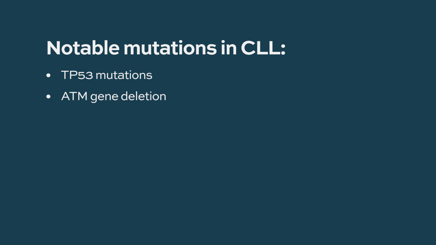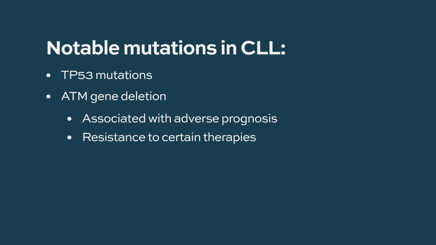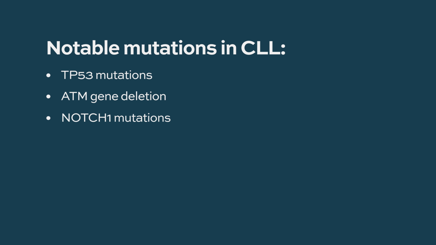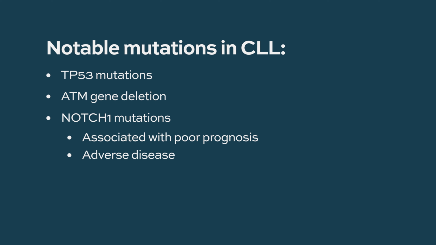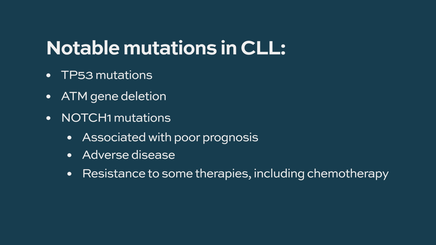ATM gene deletion is another gene mutation that is noted in CLL, and that's been associated with adverse prognosis as well as resistance to certain types of therapies. Notch1 is another mutation that is associated with poor prognosis, adverse disease, as well as resistance to certain therapies, namely chemotherapy in patients with CLL.